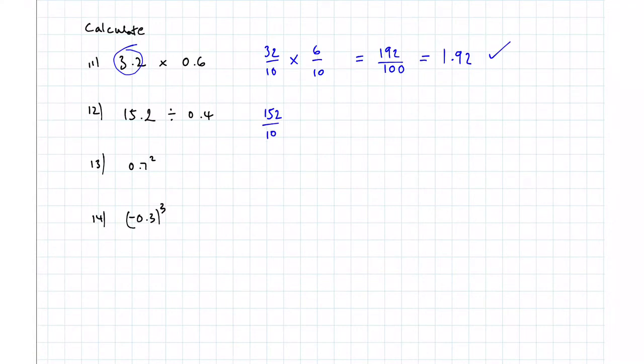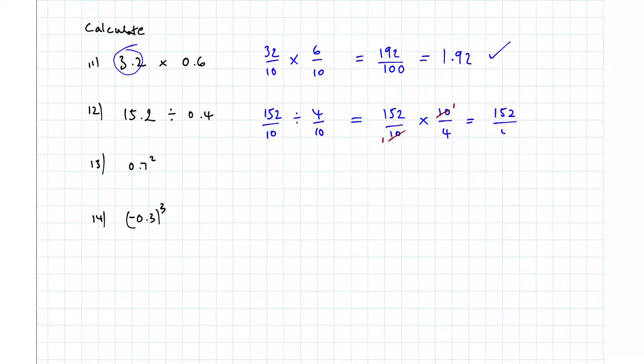Same again, 152 tenths divided by 4 tenths. And actually, we all know this now. Keep, change, flip. Keep the first fraction. Change the sign. Flip the second fraction. And this is clever now. Watch this. You can actually cross simplify. There's 110 there and 110 up there. And if I just tidy up, 152 times 1 on the top is 152. And 4 times 1 on the bottom is 4.